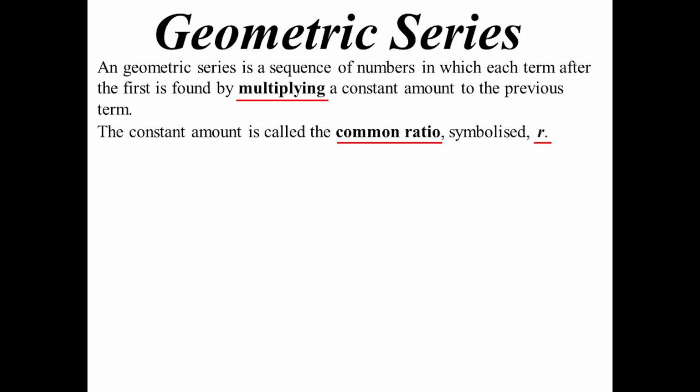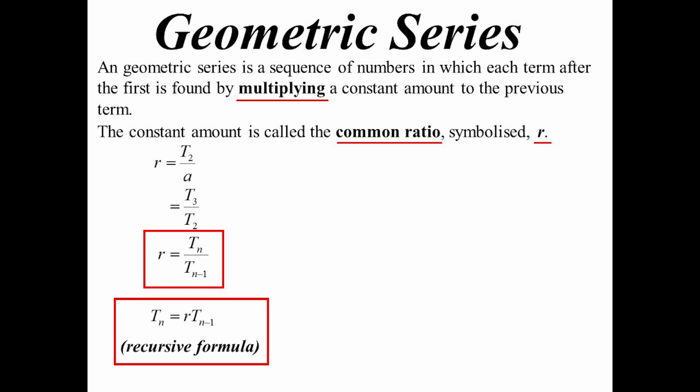So letter R. Now, if we want to find that ratio, we can get the second term divided by the first term, or we can get the third term divided by the second term, or just like we saw with arithmetic, we can get any term, in this case, divided by the previous term. Now, this also would allow us to create a recursive formula. If we try and make Tn the subject of that, there it is. Tn will be R times Tn minus 1. So that would be the recursive formula for geometrics. Basically, we're multiplying each term by whatever that common ratio is.